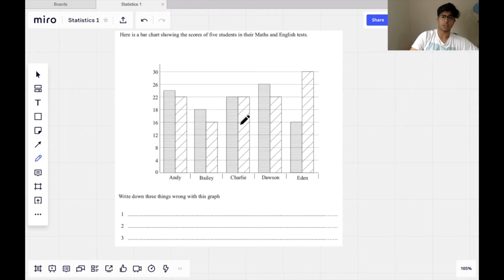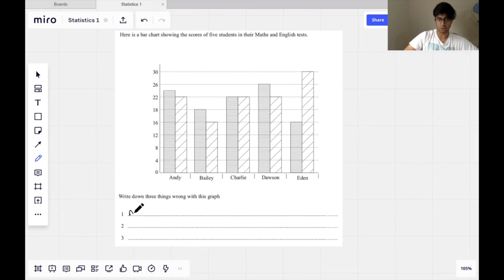So the first thing I noticed is that there's no key. So I don't know which shading relates to which test. For example, is this one math and this one English, or is this one English and this one math? You can't really tell. Without knowing that, you've really limited how much you can read off from the bar chart, so that's a big limitation.